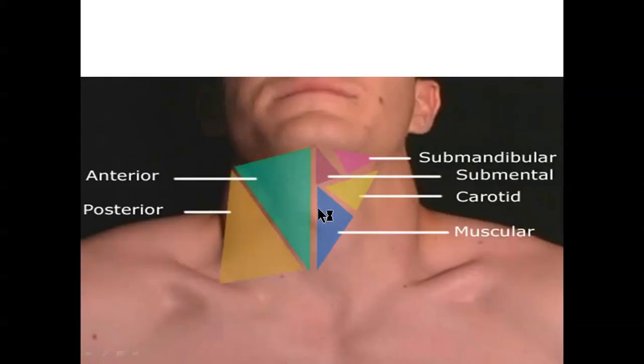This diagram again illustrates your posterior triangle and your anterior triangle. The anterior triangle is divided further into four triangles. Submental, below your chin. Submandibular, because your submandibular triangle includes your submandibular gland. The carotid triangle includes your internal carotid artery and other structures which we will talk about. Then the muscular area, which includes your strap muscles, the infrahyoid muscles in the midline area.